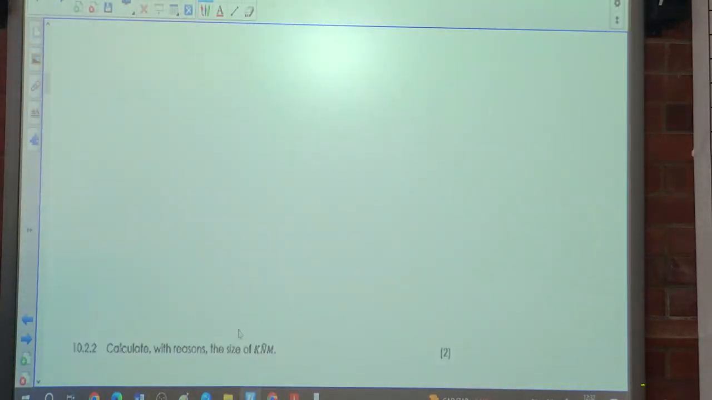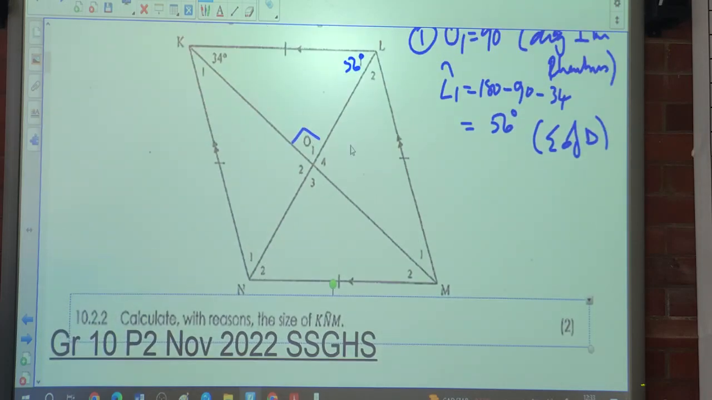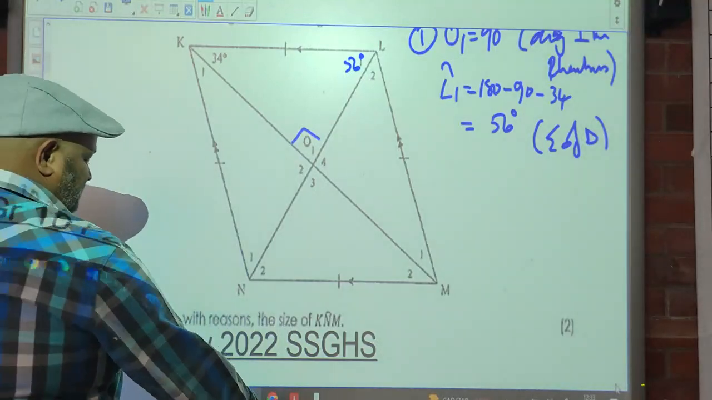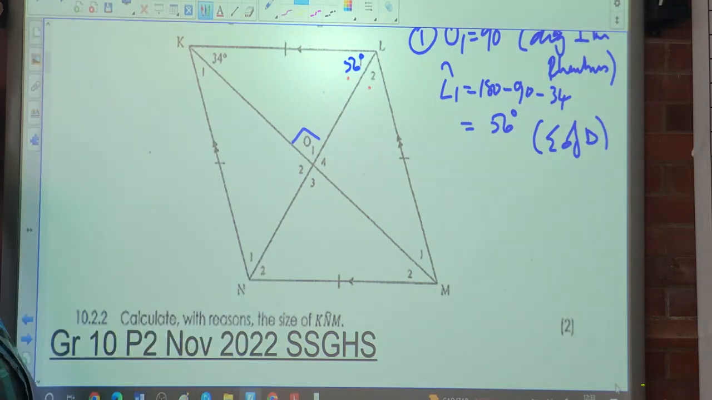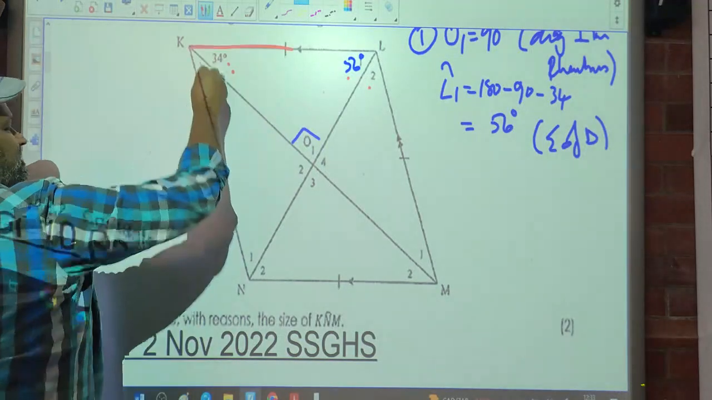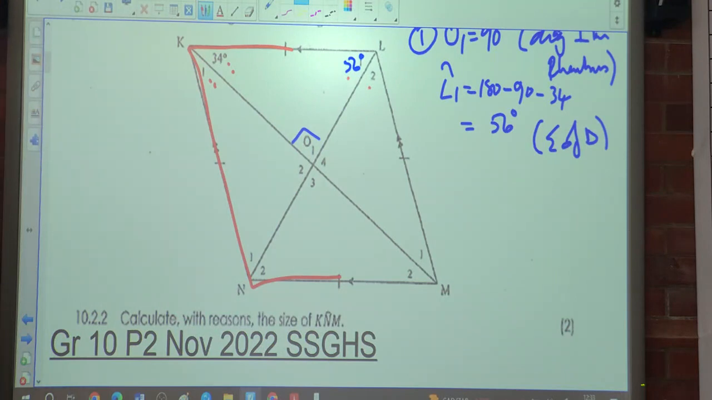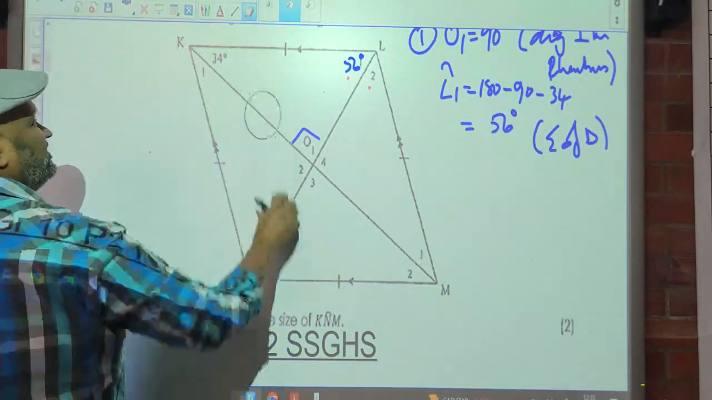Okay, let's look at number 2. Number 2 says calculate with reason the size of angle KLM. So I can do one of two things. You can either say that is 56 and then opposite angles are equal, or I can say that and that are equal and then use co-interior angles. Either way. I want you to work out angle KLM. It's the double angle, so I'm going to go with the first one.